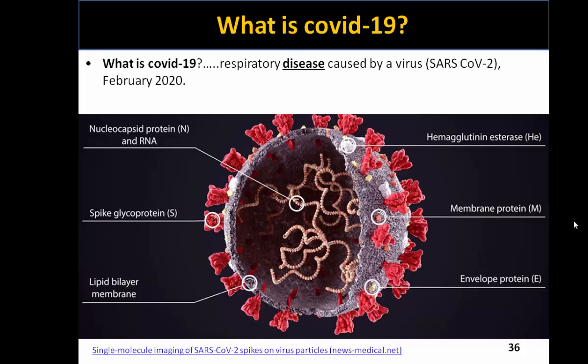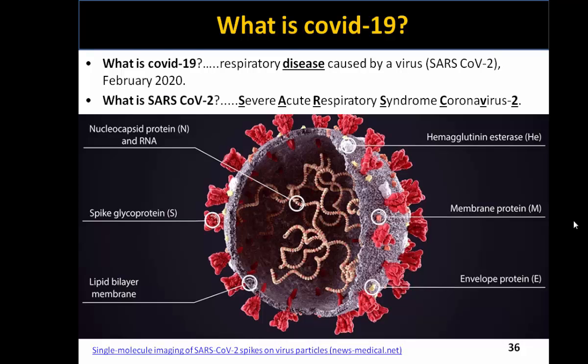COVID-19 is the disease. It's a respiratory disease caused by a virus. The virus has since been termed SARS-CoV-2. This was a virus that was identified that started the pandemic around February 2020. So what is SARS-CoV-2? SARS stands for Severe Acute Respiratory Syndrome Coronavirus 2.